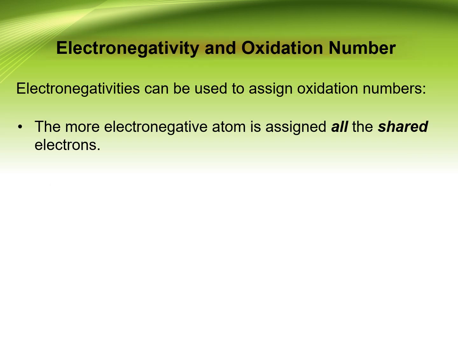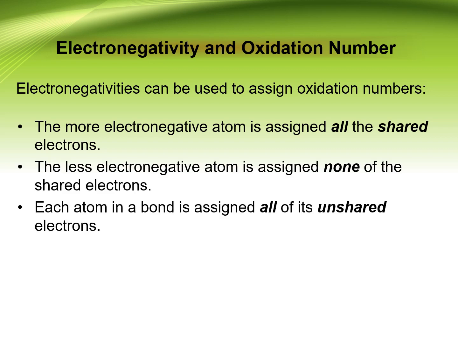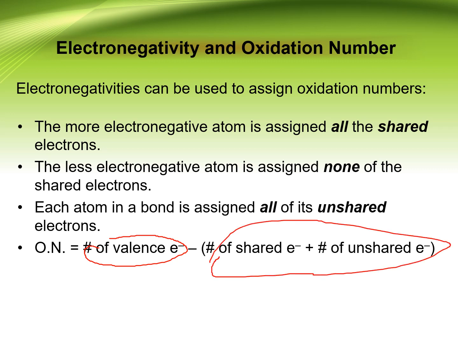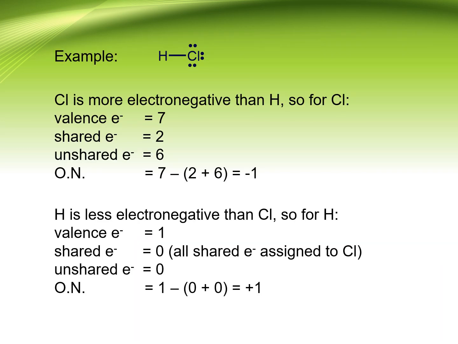We can use the electronegativity to calculate the oxidation number, where the oxidation number is calculated based on the difference between the valence electrons and the total of the shared electrons and unshared electrons. Let's see this example, how you calculate the oxidation number of hydrogen and chlorine. Here chlorine is more electronegative than hydrogen.